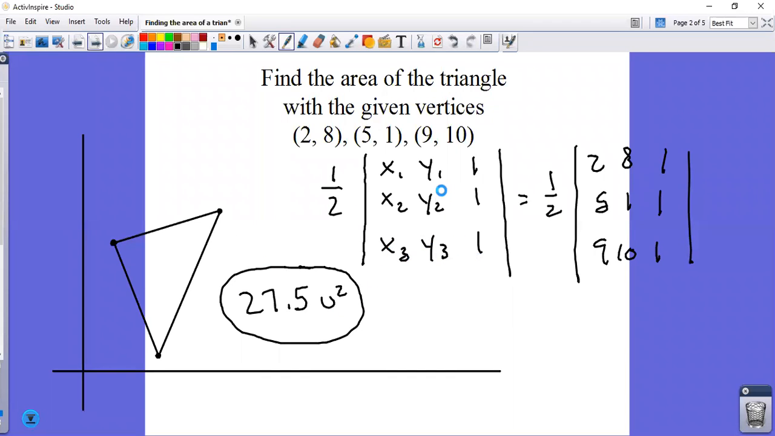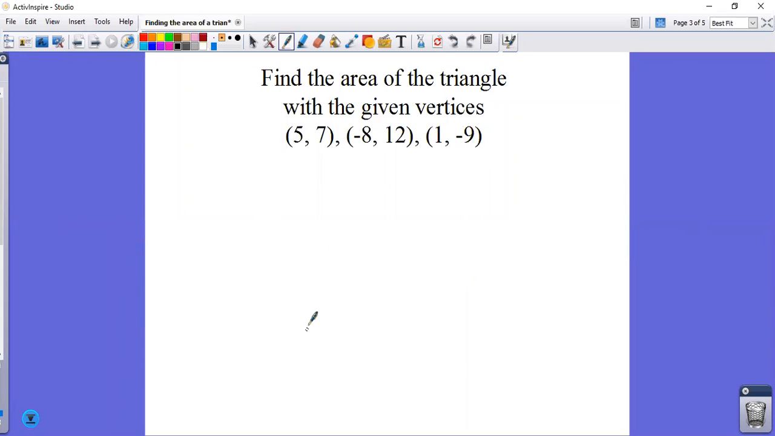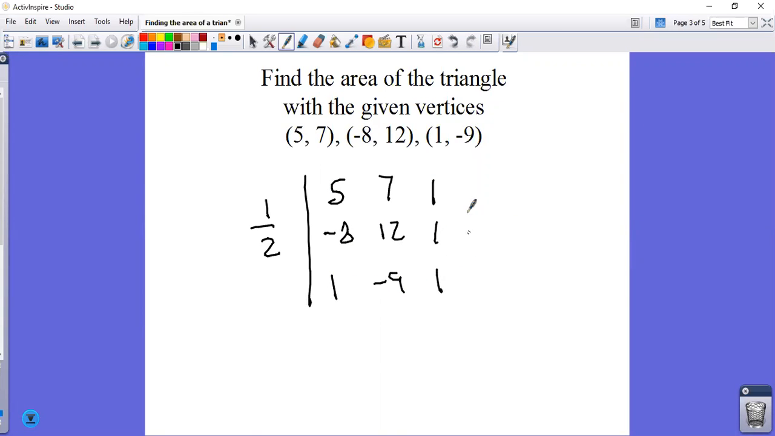So let me show you that again. Now, if you're doing this, if I line up these points differently, sometimes your determinant will come out to be a negative number. So just always take the absolute value. If it's negative, that's fine. Just change it to positive. So simply for your homework, you're going to have problems where you have 3 vertices and it's 1/2 and it doesn't matter the order. So 5, 7, 1, -8, 12, 1, 1, -9, 1.